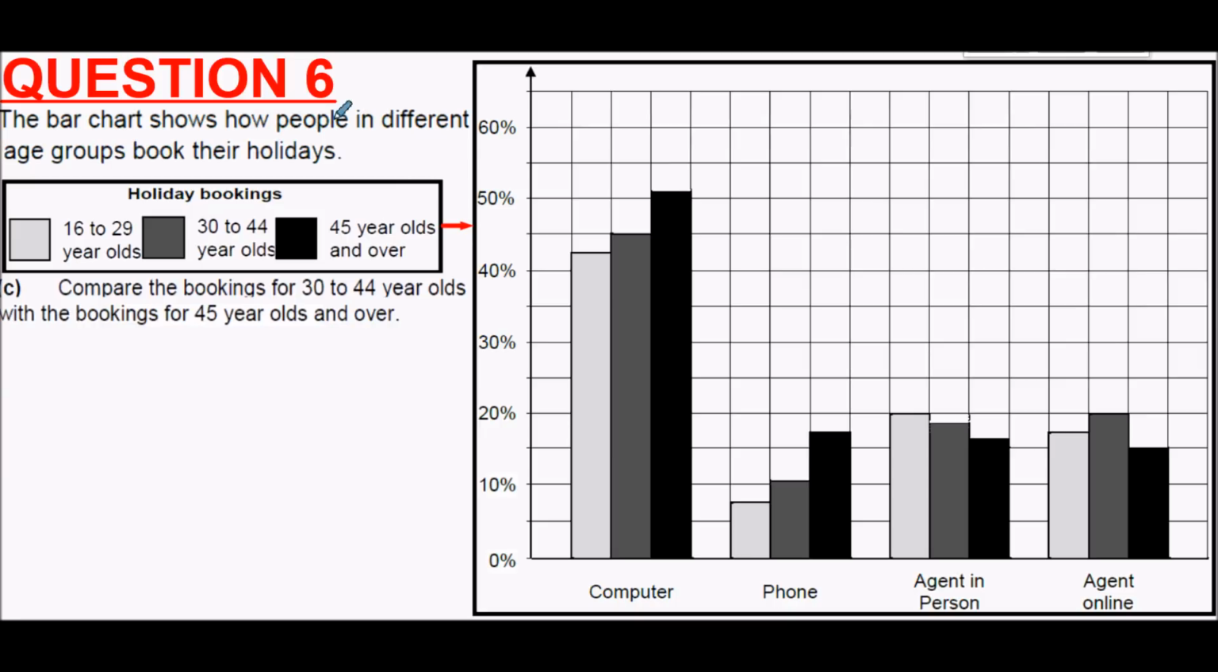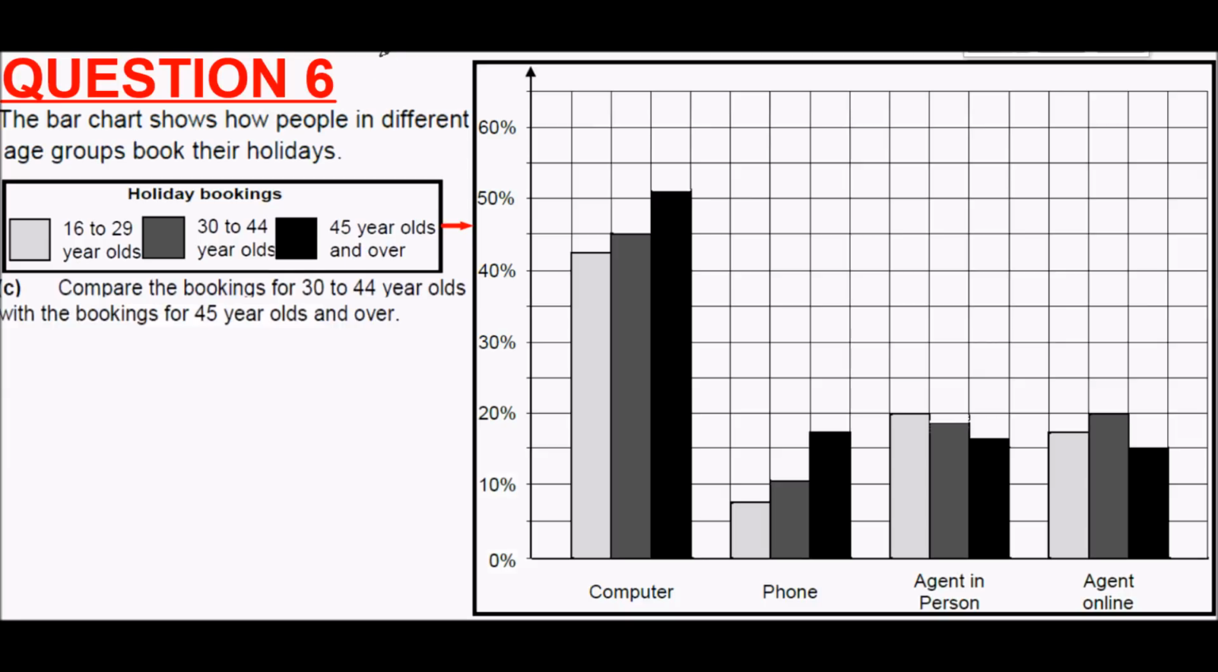6C, we need to compare the bookings for 30 to 44-year-olds with the bookings for 45-year-olds and over. This one was 2 marks, so you need to make 2 valid comparisons. But fortunately, the comparisons can be more or less anything you like, as long as they're valid comparisons, they're true, and you use figures from the chart. So you can't just make things up or be non-specific. So let's have a look.